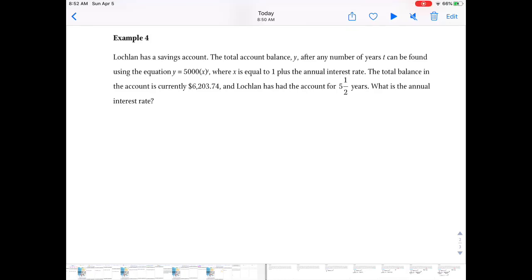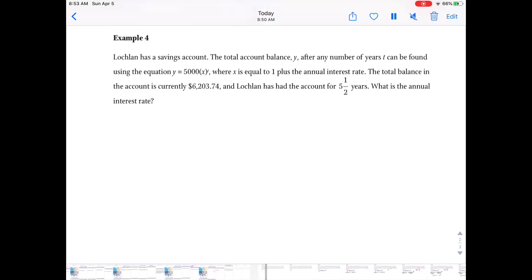All right, let's take a look at example 4. It says Lachlan has a savings account. The total account balance y after any number of years t can be found by using the equation y equals 5,000 times x to the t power, where x is equal to 1 plus the annual interest rate. The total balance in the account is currently $6,203.74, and Lachlan has had the account for 5.5 years. What is the annual interest rate?